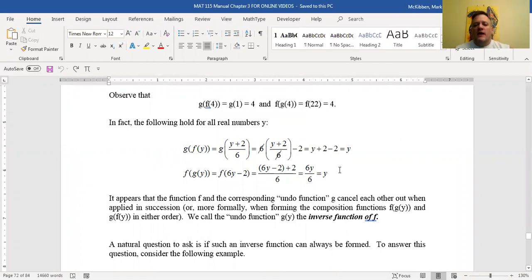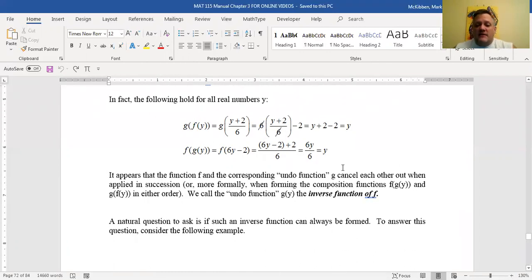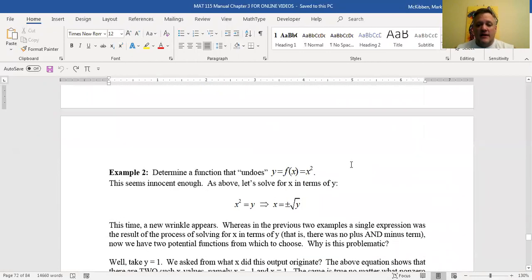All right, and so then there's a couple of natural questions to ask. One, can you always find this sort of inverse? Does it always exist, right? And so let's look at this example.